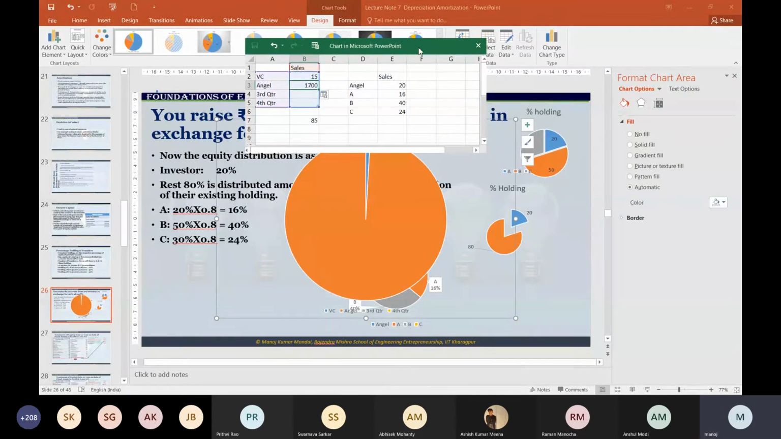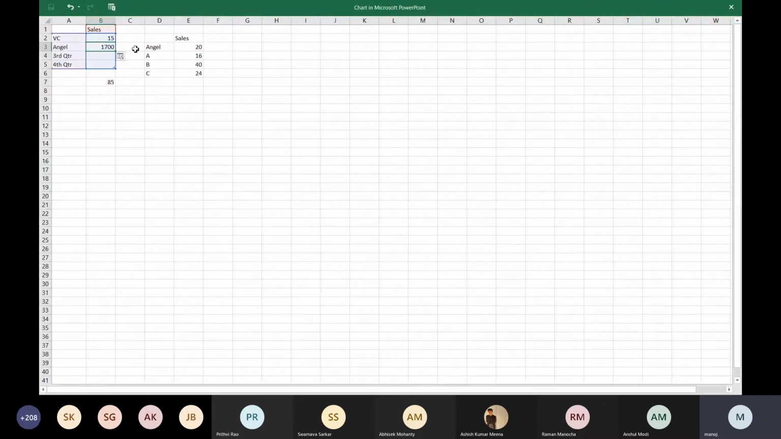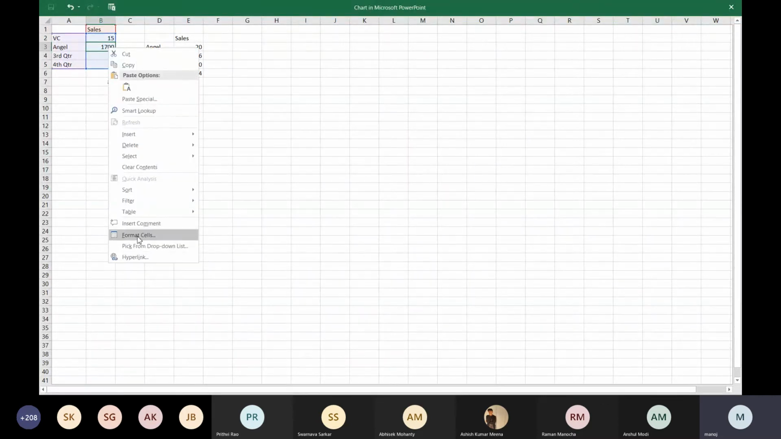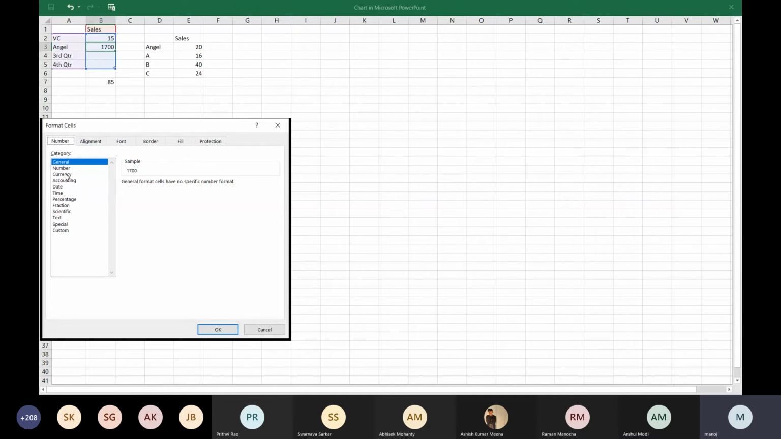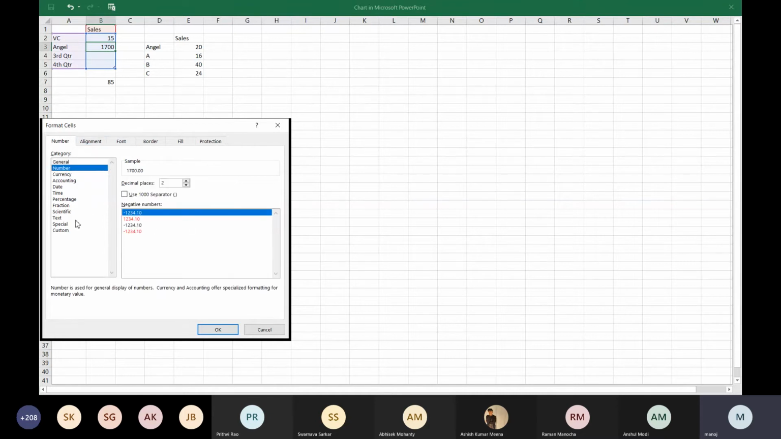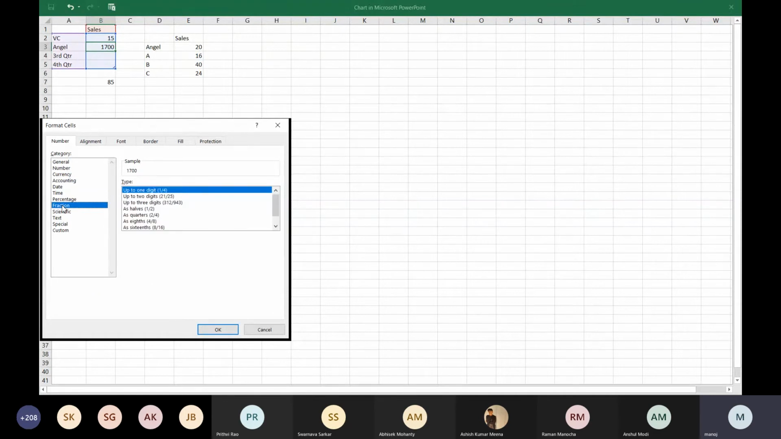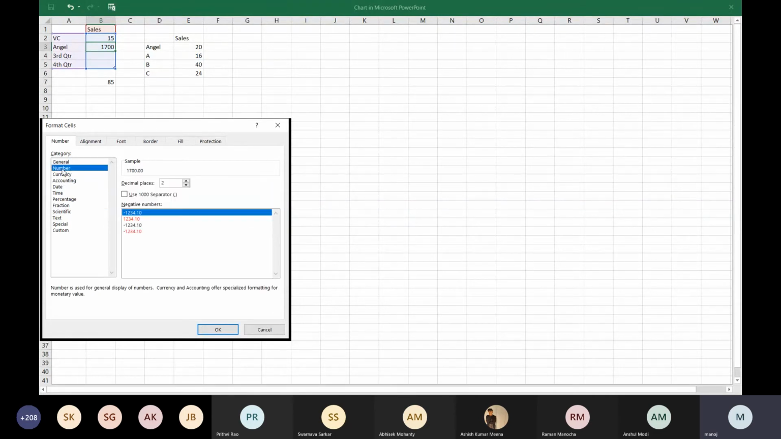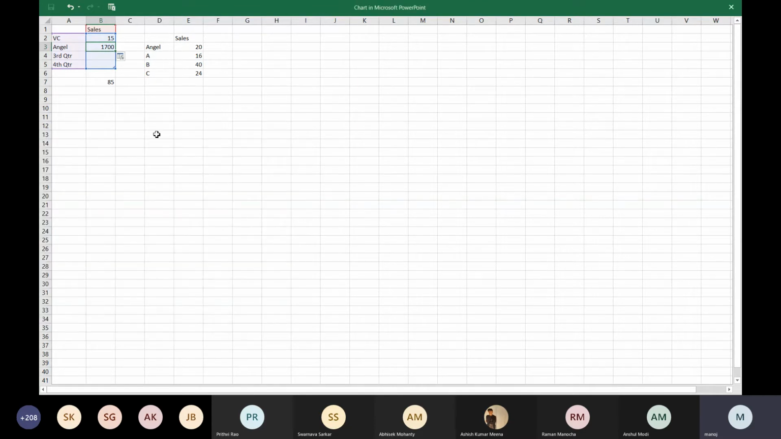Oh my God, that makes a huge number. Now I need to convert that into a format, cell, then number, or maybe percentage. Where is that? Fraction, currency, number. It should be percentage actually. Okay, I'm not able to do that. So I have to learn that. So it is 17%.